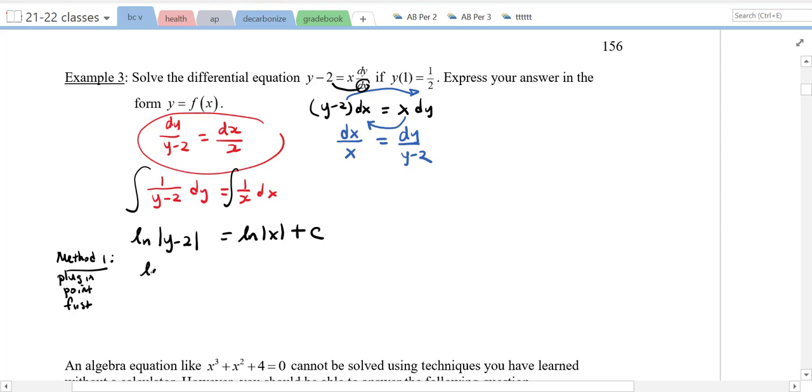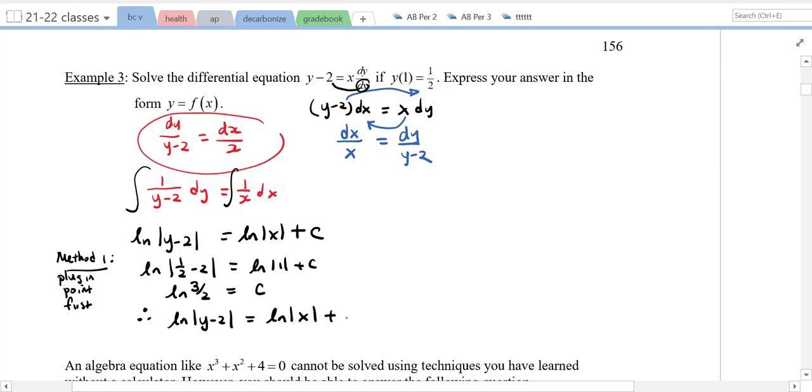Here we go. Ln of the absolute value of half minus 2 equals ln of the absolute value of 1 plus c. That just becomes c. Half minus 2 is negative 3 halves, but I want the positive version of it, so natural log of 3 over 2 equals c. Nice. So now, if I ask you to solve, you now have this equation. So therefore, you have natural log of the absolute value of y minus 2 equals natural log of the absolute value of x plus natural log of 3 over 2.